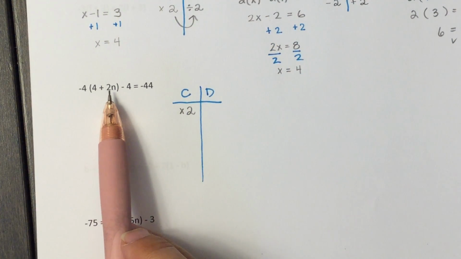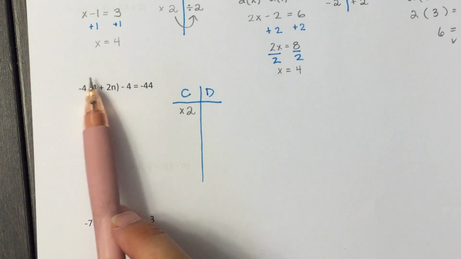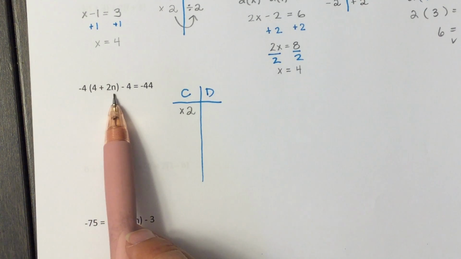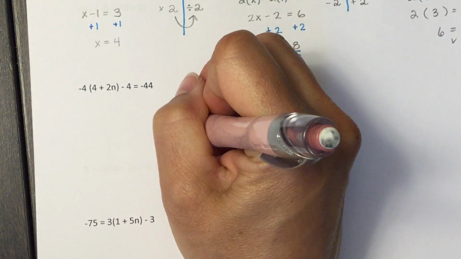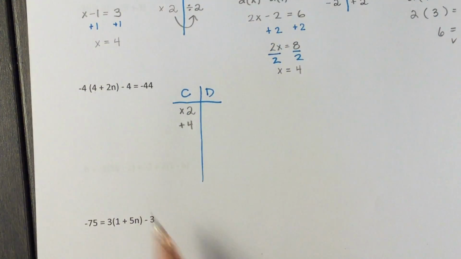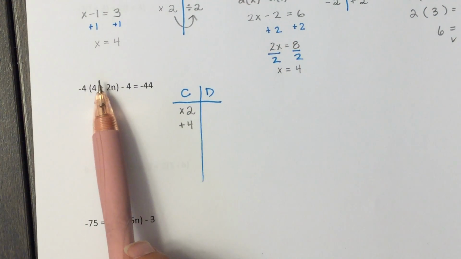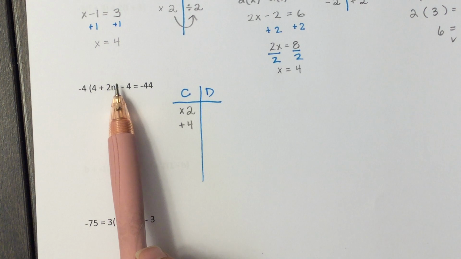What's the next thing happening to n? Well, n is inside some brackets and the number 4 is being added to n. So I'm going to add 4. Now, what's happening just outside the brackets?